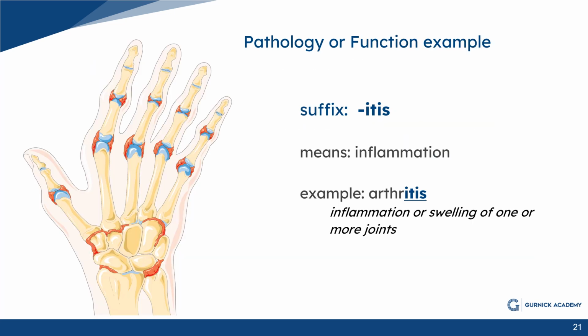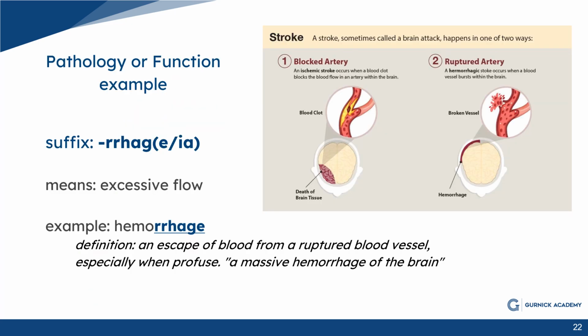Itis is another common suffix in medical terminology and means inflammation. Arthritis means inflammation or swelling of one or more joints. Another example would be the suffix rrhag, which means excessive flow, as in hemorrhage, which is an escape of blood from a ruptured blood vessel, especially when profuse, used in a sentence as a massive hemorrhage of the brain.